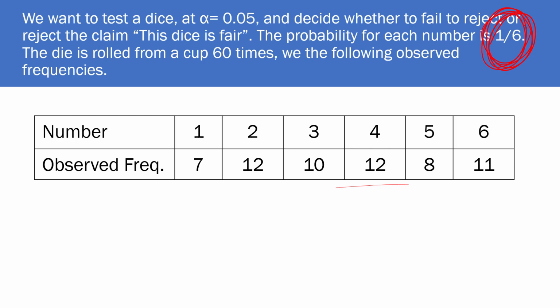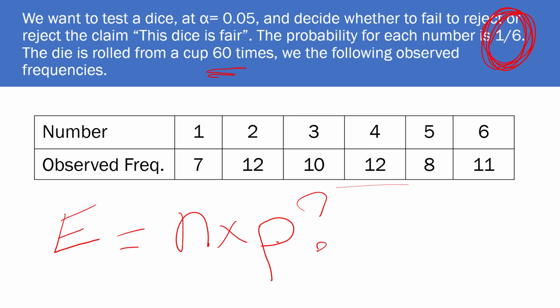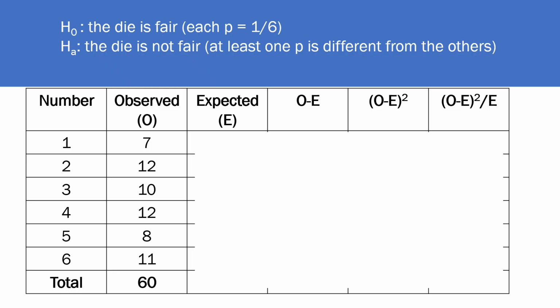So the next thing is we need to calculate our expected frequencies, which is equal to n times p. So what is n in this case? 60. But what is p? Well, p is 1/6. So let's solve this out. Okay, so first we're going to create a table we need for our chi-square, and then we'll go through all the steps of the hypothesis test. So what we want to do here is write out our numbers, how many we have, and then we're going to write out our observations that we've already seen.